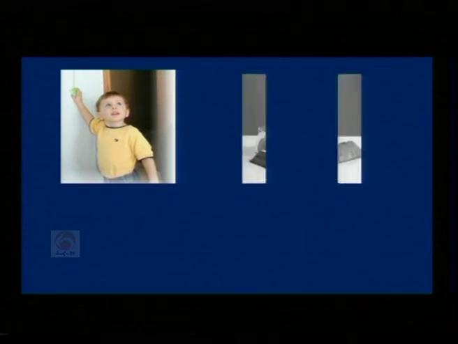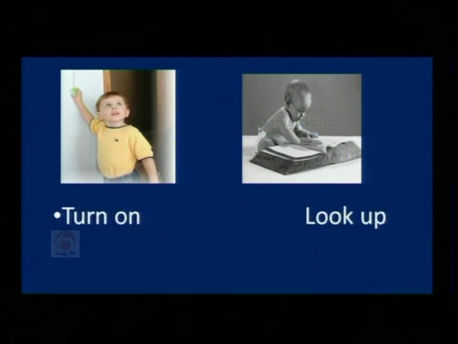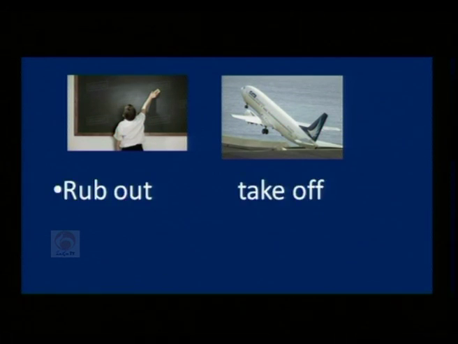Look at the next picture. Turn on. Okay. Search for. Are you sure? Yes, ma'am. Let's ask the computer. The second one is not search for. Actually, he is searching for information. Then we have a phrase that is look up. Okay. Rub out. Take off. Sure? Yes, ma'am. Let's check. Rub out. Take off.